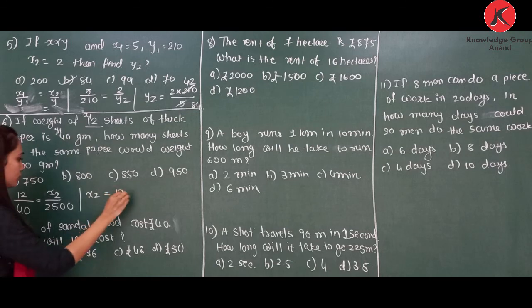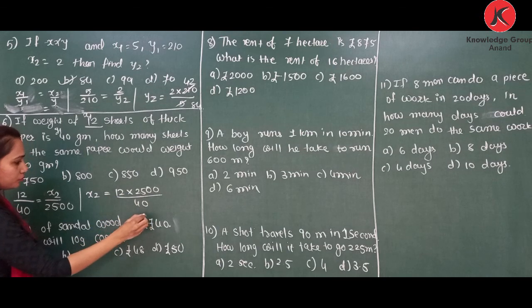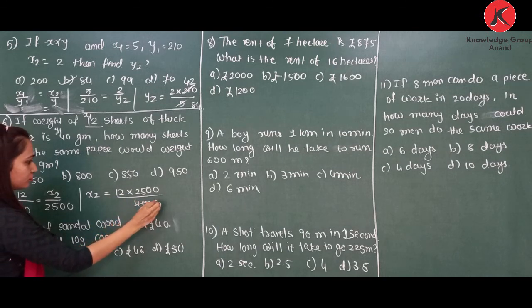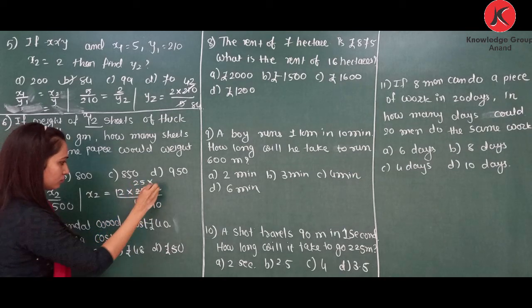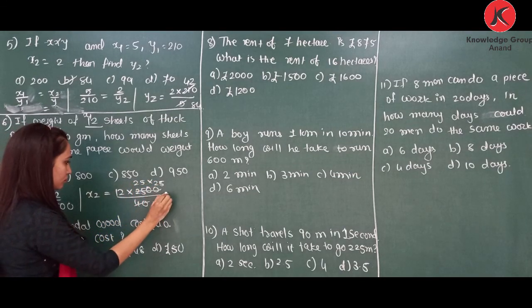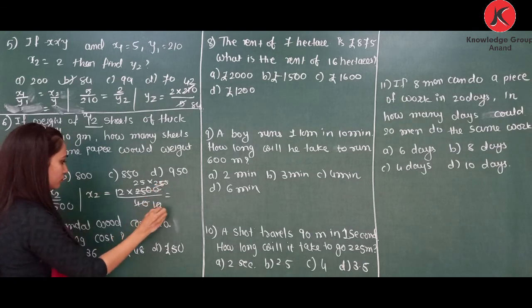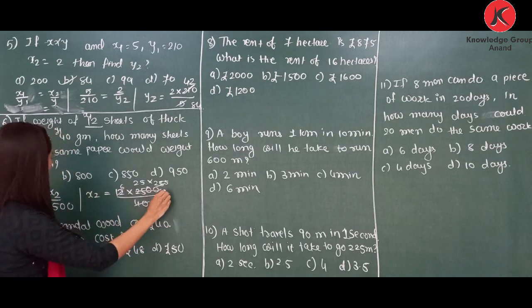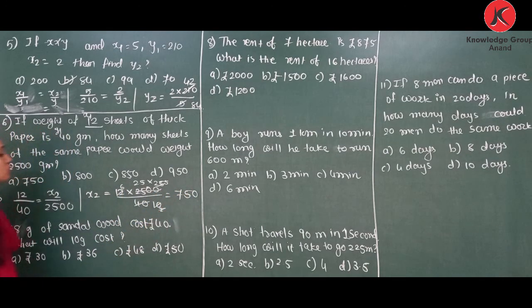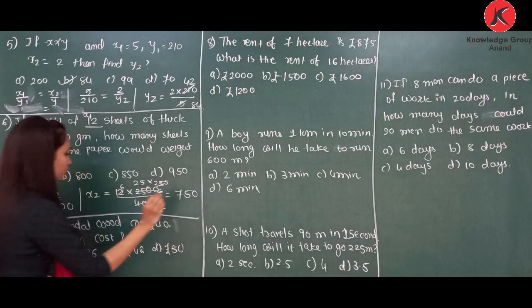x2 is equal to, so it is 40. So 25 multiplied by 30, so it is 750. So answer A. 750 sheets will weigh 2500 grams.